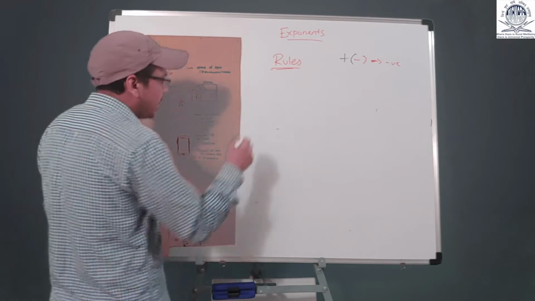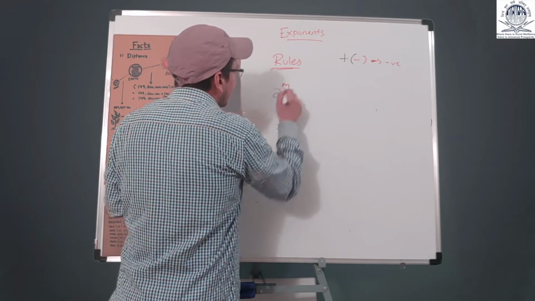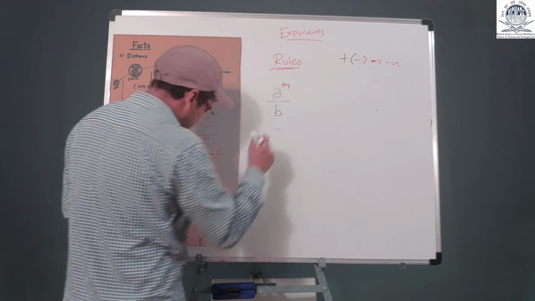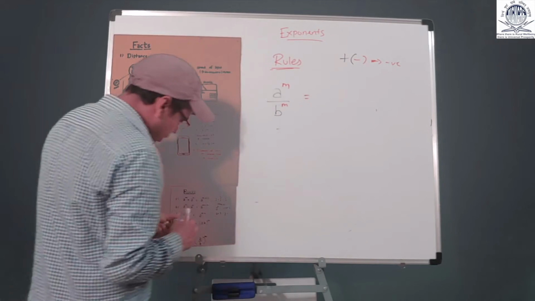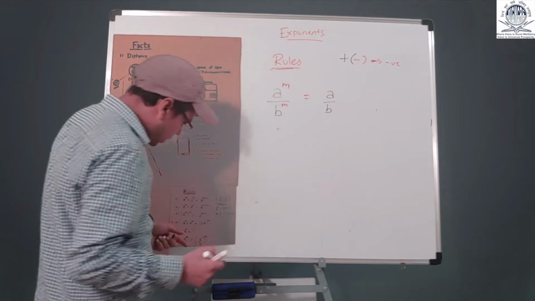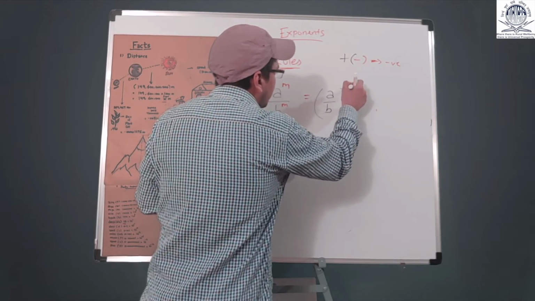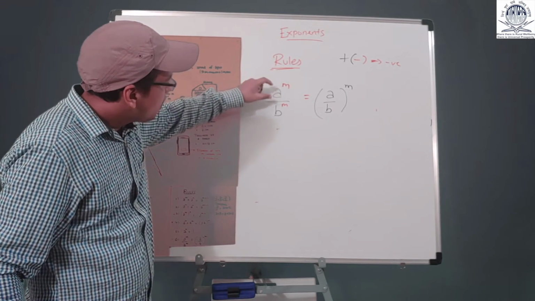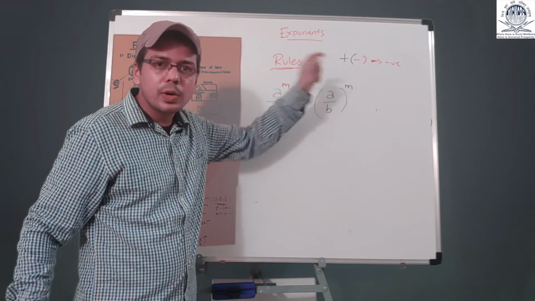And this rule is saying that a raised to m over b raised to m must be equal to a by b to the whole exponent m. Let me confirm. It's a raised to m by b raised to m is equal to a by b whole raised to m.